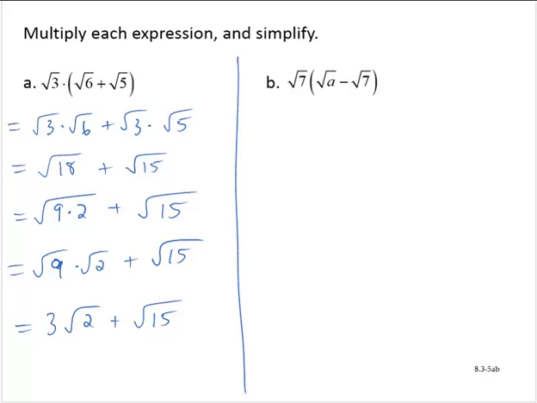Exercise B, I have the square root of 7 multiplied by the square root of a minus the square root of 7. Since we have a difference in this case, we will again apply the distributive property. So I have the square root of 7 times the square root of a minus the square root of 7 times the square root of 7. The square root of 7 times the square root of a is the square root of 7a, and the square root of 7 times the square root of 7 is 7.